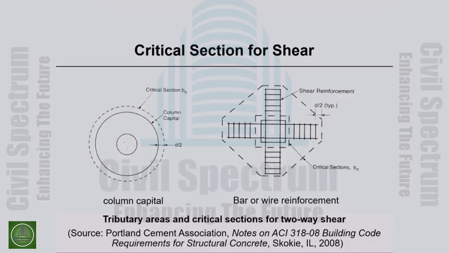So if the critical section faces are away from the column, there will be less punching shear, and so at one point we will be able to discontinue the shear reinforcement, and around the section where the shear reinforcement is discontinued, d by 2 away from that, we will have another critical section as outlined by the dotted lines.